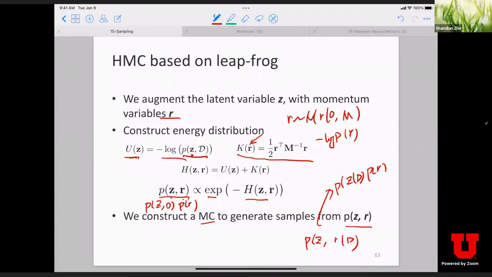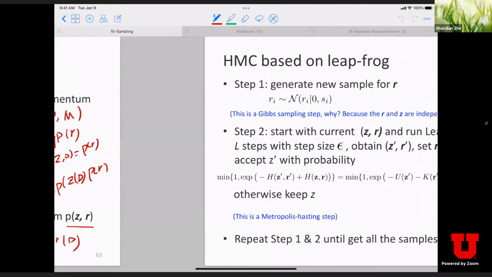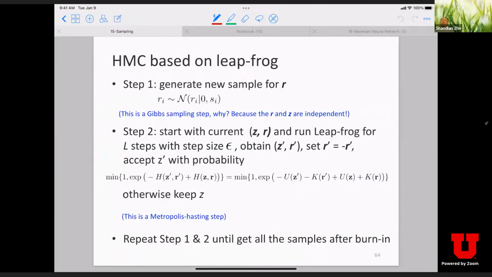In other words, we can also say P of R given Z and D is also P of R, right? Because R is independent of Z and independent of D, so the conditional distribution is the same as the marginal distribution. This is a basic property of independence. So now let us look at the whole frame.